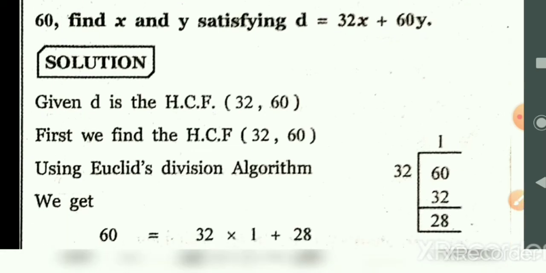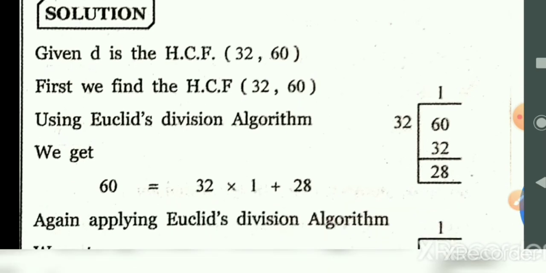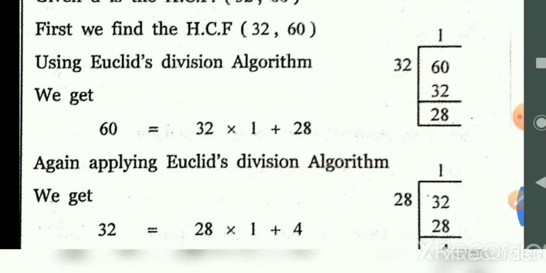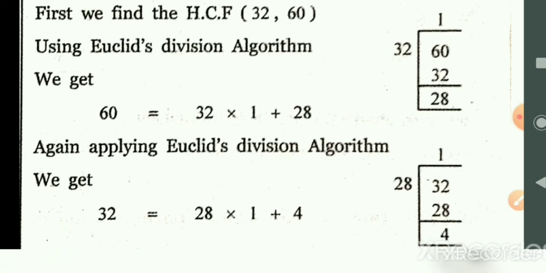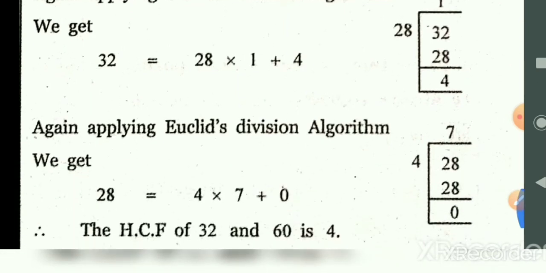First we find the HCF of 32 and 60 using the Euclid's division algorithm. 60 is equal to 32 into 1 plus 28. 28 is not equal to 0. Again applying Euclid's division algorithm, 32 is equal to 28 into 1 plus 4. 4 is not equal to 0. So again applying Euclid's division algorithm, 28 is equal to 4 into 7 plus 0. Now only we get the remainder is 0. So the HCF of 32 and 60 is 4.